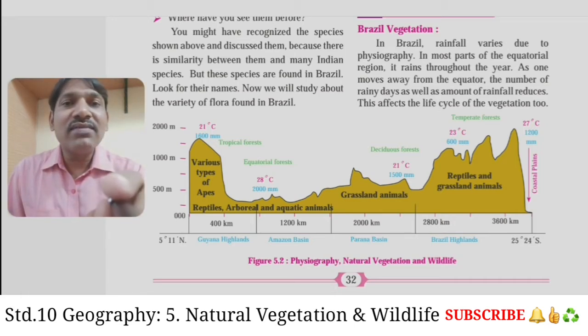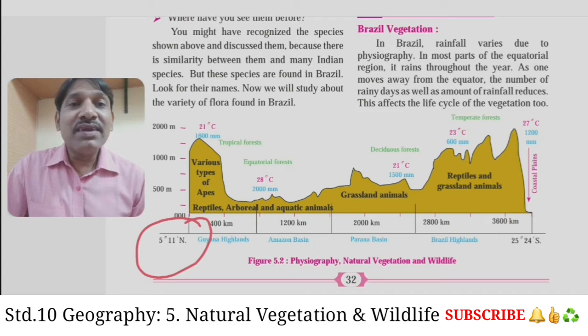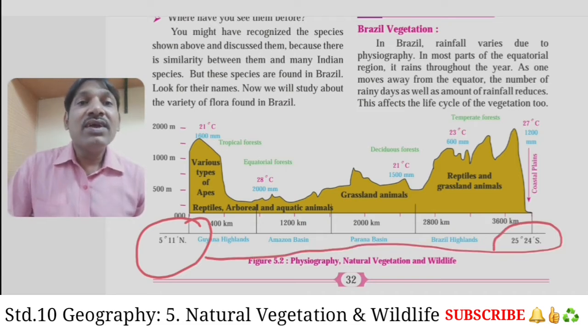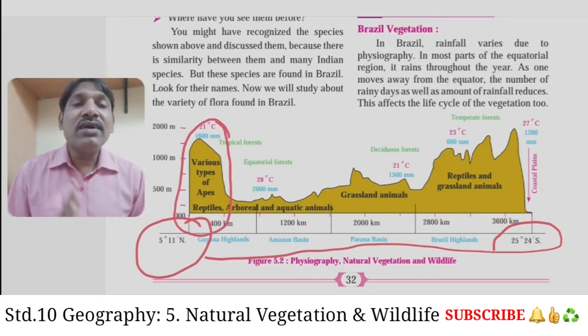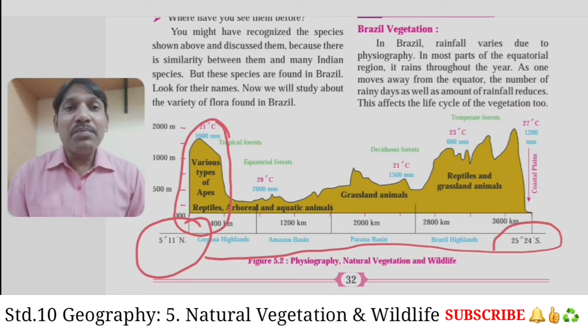Now students, here we can easily see that this figure is given from 5 degree 11 minutes north to 25 degree 24 minutes south. Okay students, so a north to south cross section is shown. On the north side of Brazil, we know what we have: the Guyana Highlands. Some part of the Guyana Highlands is inside Brazil, and some part is outside Brazil. So we can see the Guyana Highlands are located on the north side of Brazil.